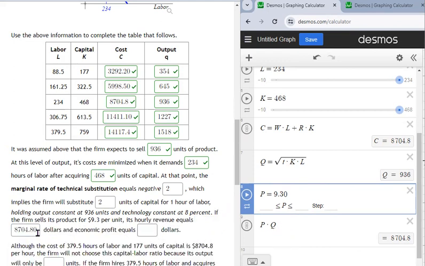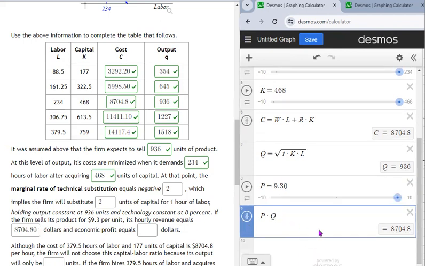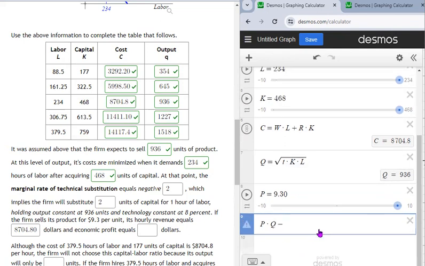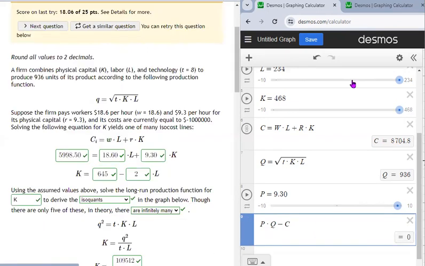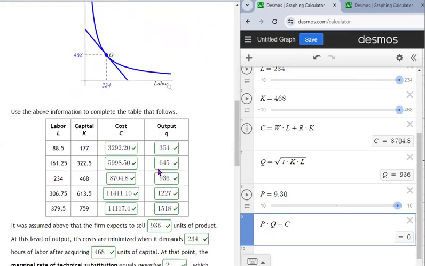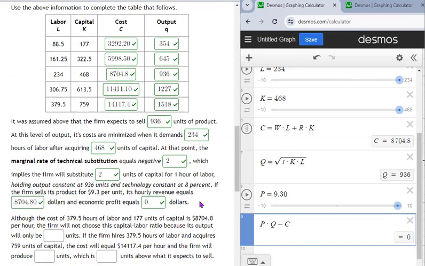Economic profit is the revenue minus the cost, right? So we're going to subtract the cost here. And our economic profit is 0. And this is true in the long run. Why is 0 economic profit long run true in a perfectly competitive market?